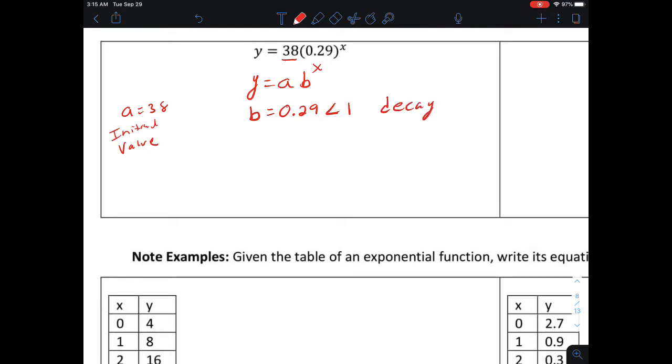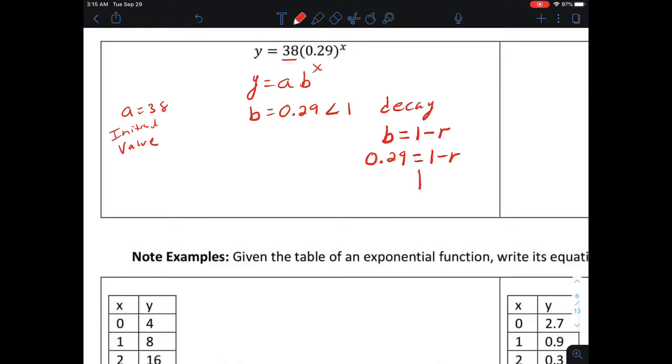And the last thing to find is, what is the rate of percent increase or decrease? Well, it's decaying. So since it's a decaying function, b is equal to 1 minus r. And so we're just going to put in for b and solve for r. So b is equal to 0.29. So 0.29 equals 1 minus r. And then we go solve for r.